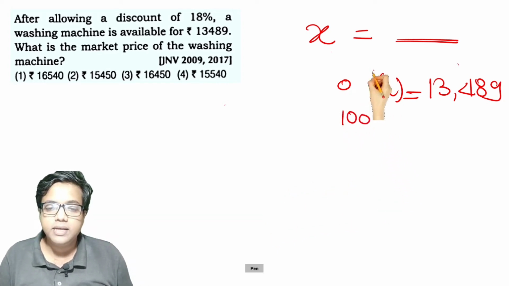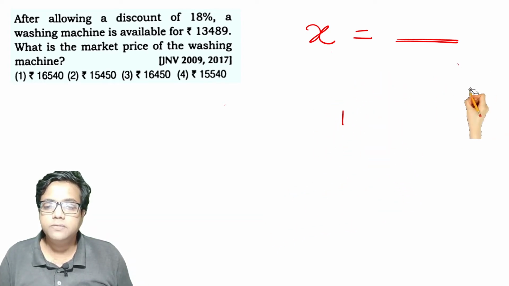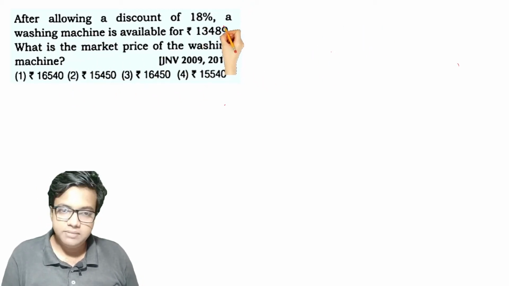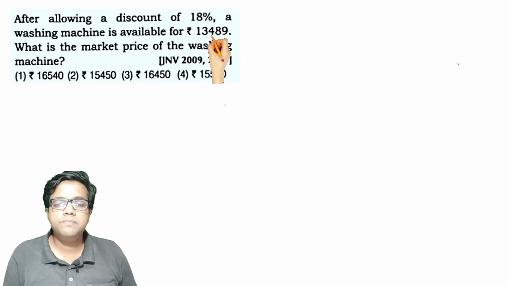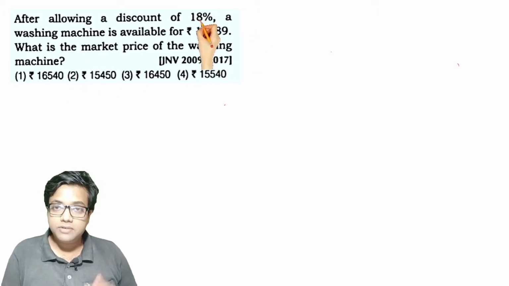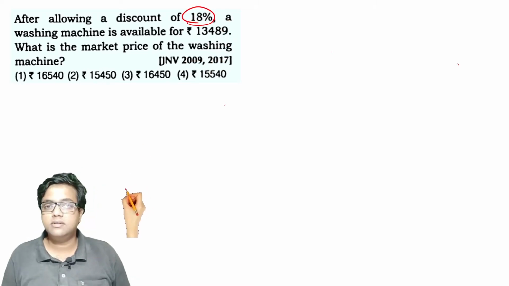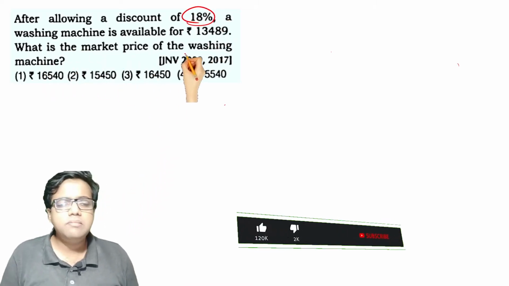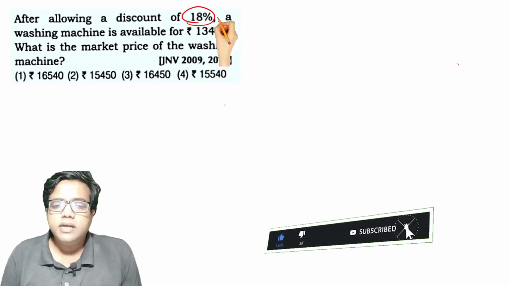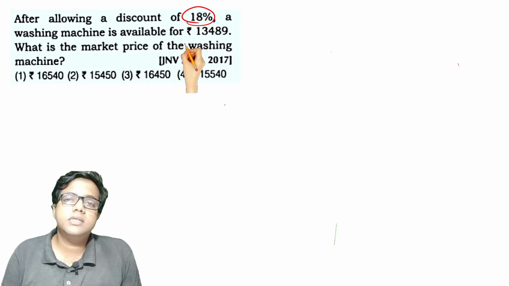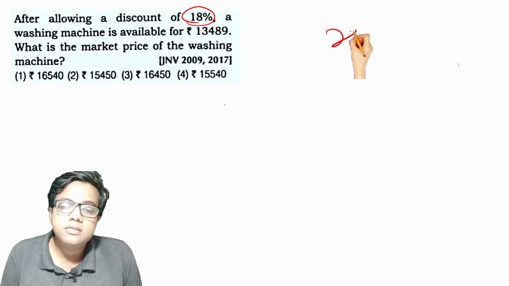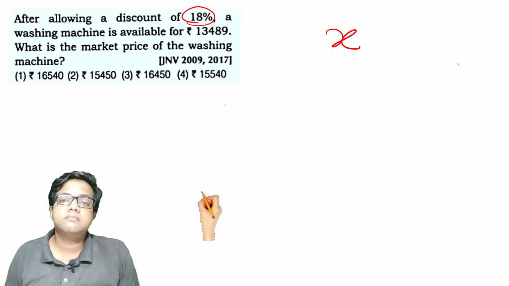Let me explain again. The question says after allowing a discount of 18%, a washing machine is available for 13,489 rupees. What is the market price of the washing machine? This is asked here. So before giving the 18% discount, what was the price of the washing machine? We don't know. Let's call the original marked price X.